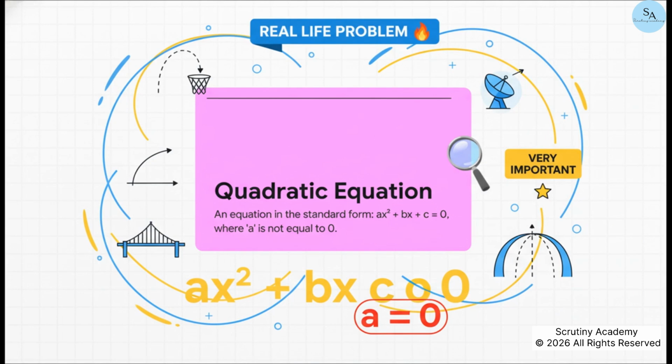So what exactly is this thing we just created? Well, a quadratic equation is basically any equation that you can write in this standard form: ax squared plus bx plus c equals 0. Now, the most important rule here is that a, the number in front of the x squared, can't be 0. Kyunki agar a 0 ho gaya, then the x squared term just disappears. And, well, it's not a quadratic equation anymore.